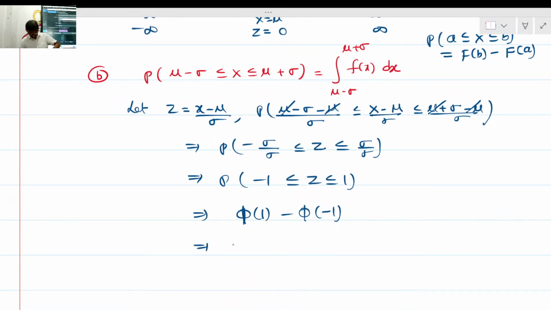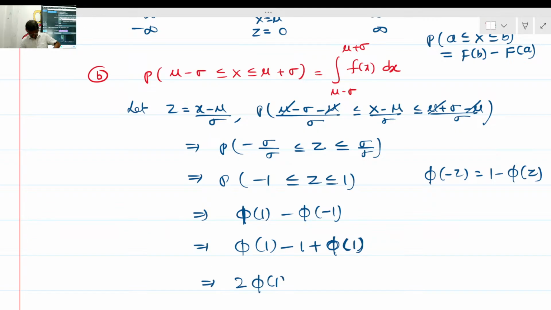Now here the properties are already explained: phi of minus z equals 1 minus phi of z. Now in this case 1 plus phi of 1, that is, 2 phi of 1 minus 1.